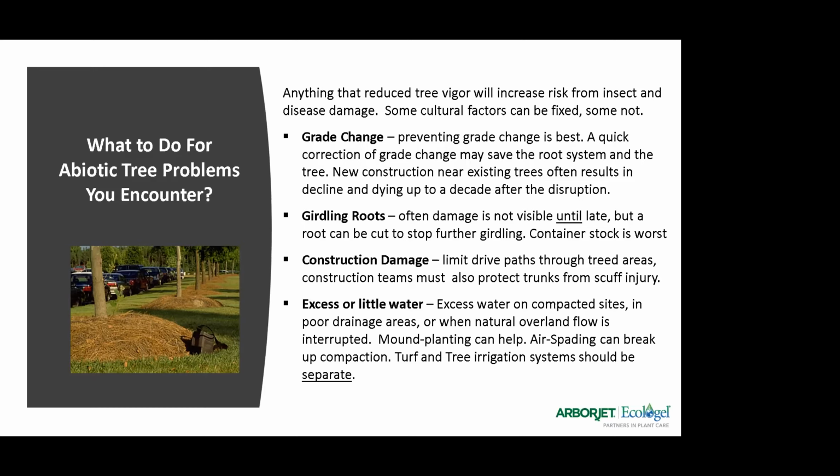Again, last thing I'll mention in that area is that there's a device. There are two types. One is called air spading. One is called air knives. They break up compaction, and many landscape contractors will have the availability of one or more of those. And lastly, turf and tree irrigation should not be on the same system. They should be on different zones. They require different types of watering, and many times your homeowners may not realize that they can't water trees the way they water grass and expect a good outcome.